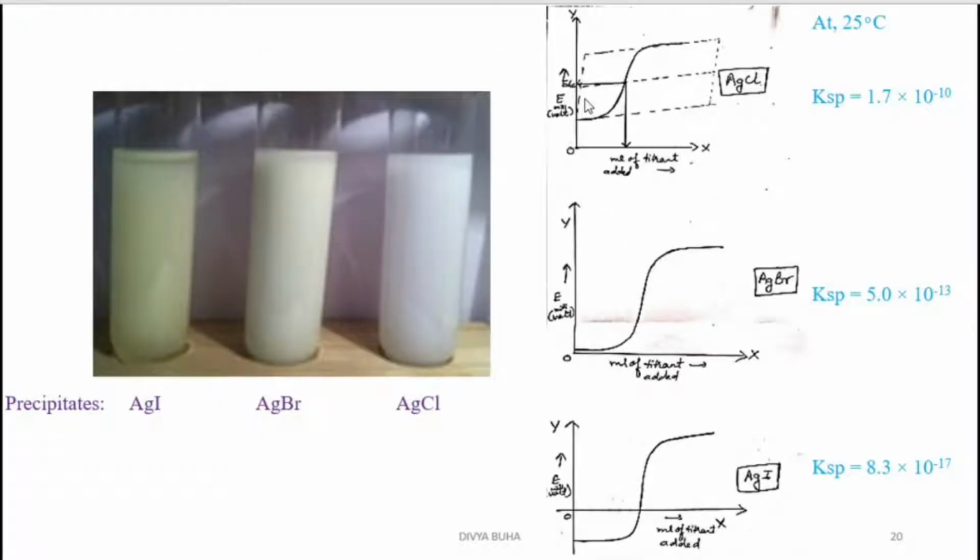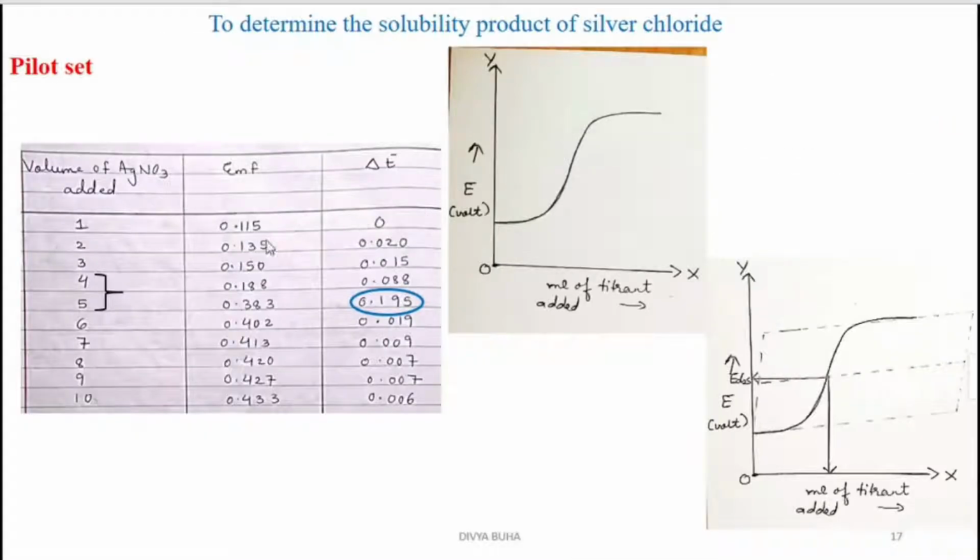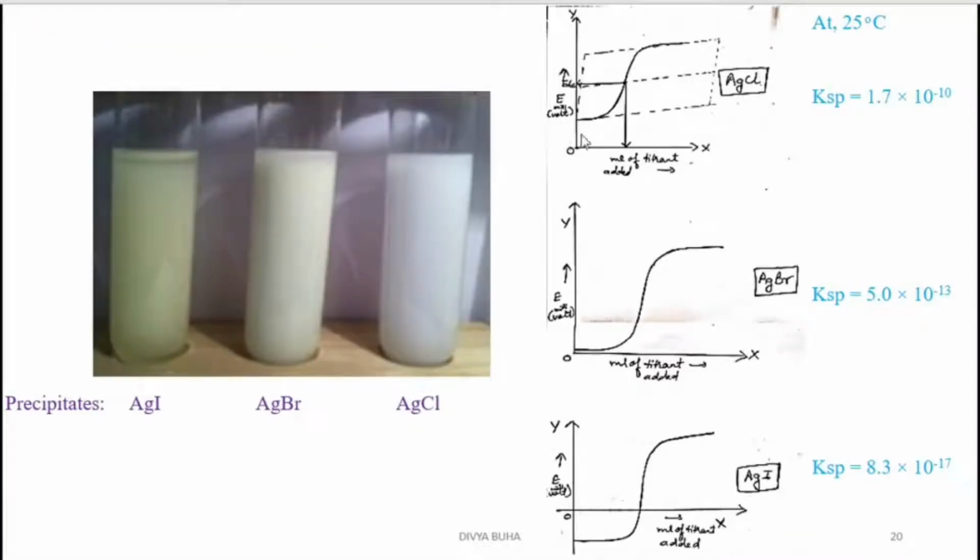Now you can see over here in this graph, this is the x and y axis. The initial reading would be a positive value, and it would be very far from 0. In this table you have seen that the value is 0.115, so it is around 0.1, starting from 0.1, and then it would increase.